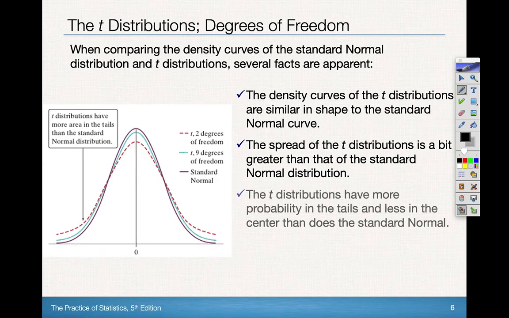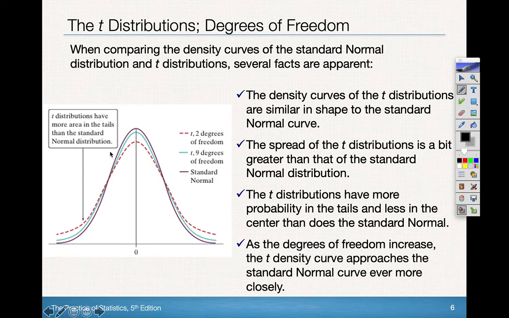What do I mean by different t-distributions? Take a look here. The standard normal is the purple one. Purple one's the lowest, the least tail area. As the degrees of freedom go up, we get closer to the standard normal, meaning less tail area. 9 degrees of freedom, but look at 2 degrees of freedom. A lot of tail area.